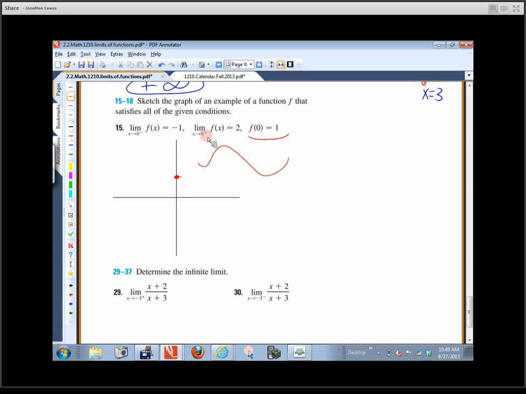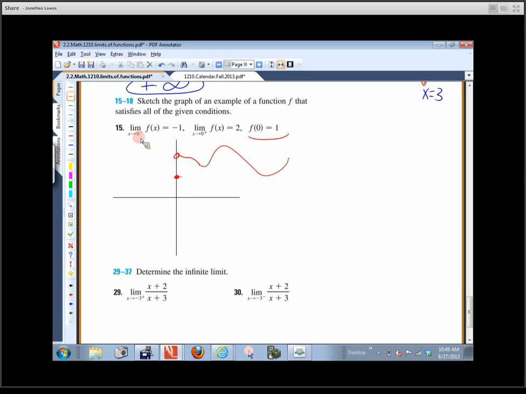but I do know as I get close to 0 from the right side, what does it need to approach? It needs to approach 2. Okay? So somewhere around there. Is there any way that could be a solid circle on the end here? Not and be a function. They told us it was a function.